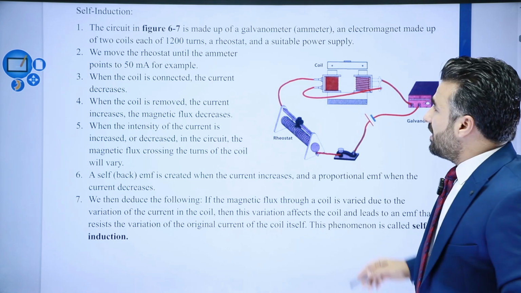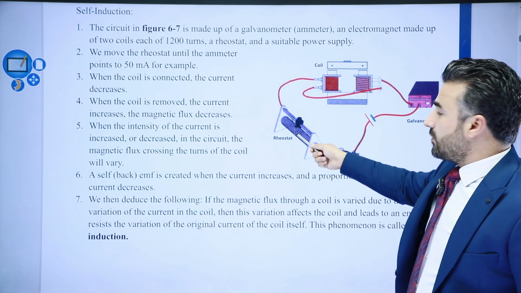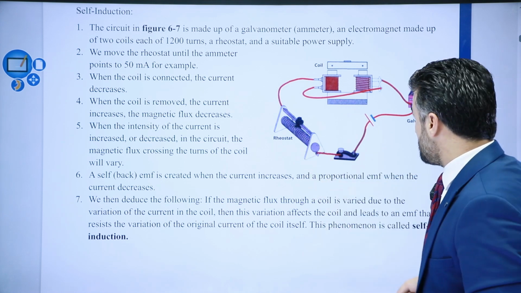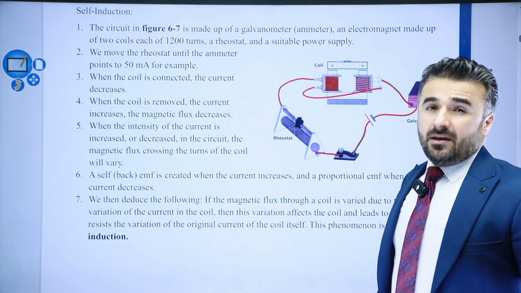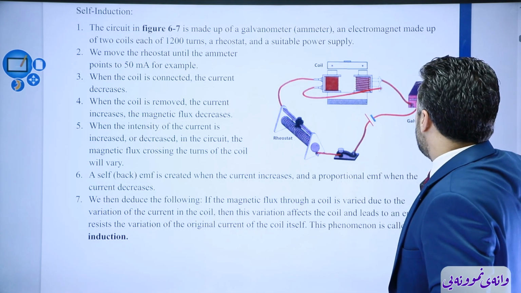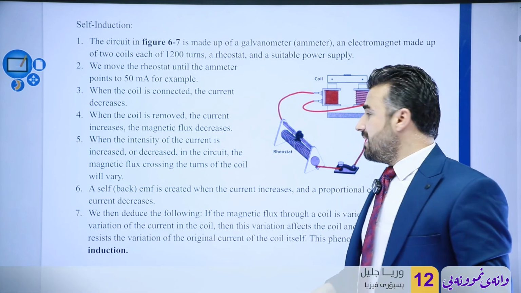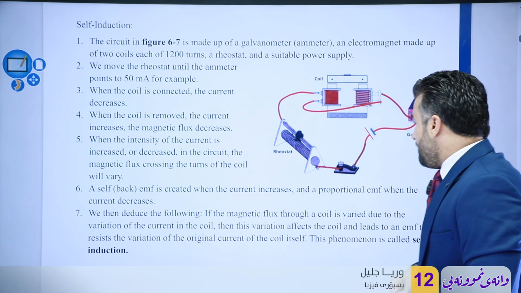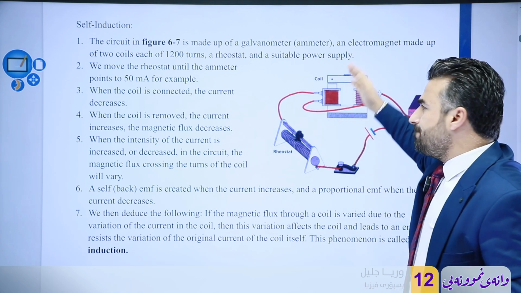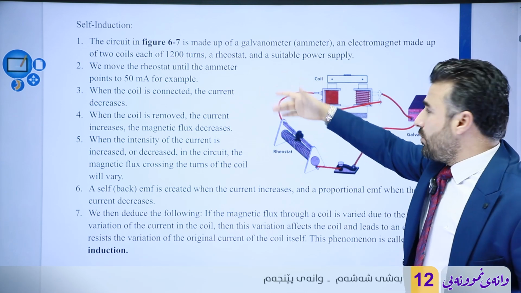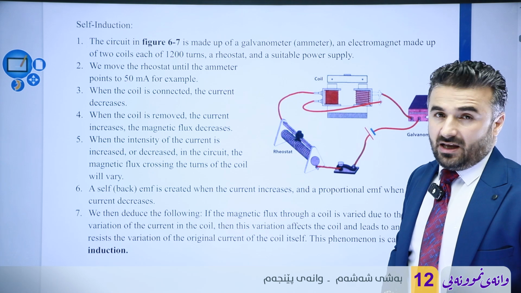So what do we have for this self-induction? You can see that we have a battery, a switch, a rheostat, or you can call it a variable resistor. We have coils, and of course we have an ammeter or galvanometer, which we use as an ammeter right here. So we'll have a certain current through the coil, through the circuit here. It could be any current that we have. The book says, for example, assume that it is 50 milliamperes.